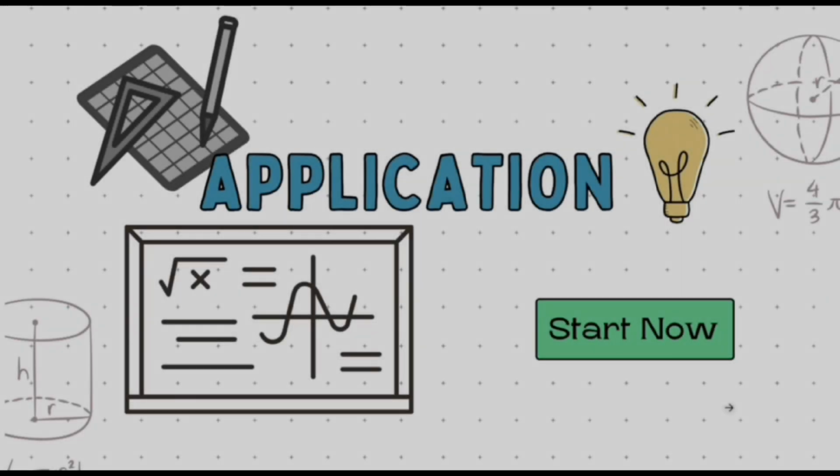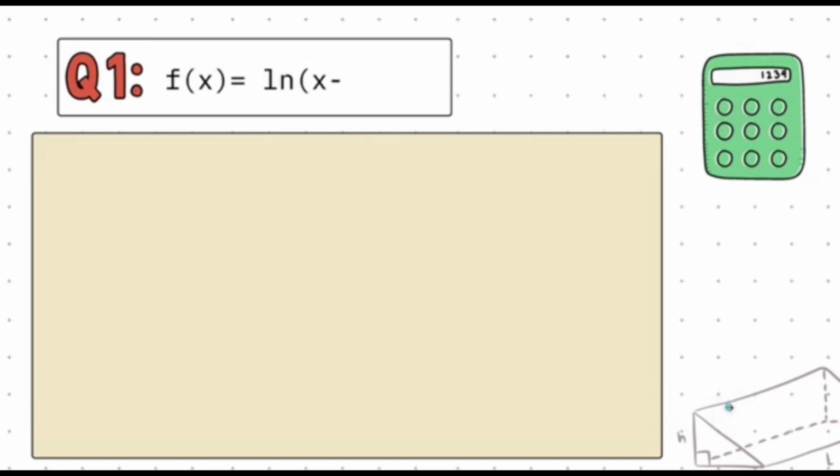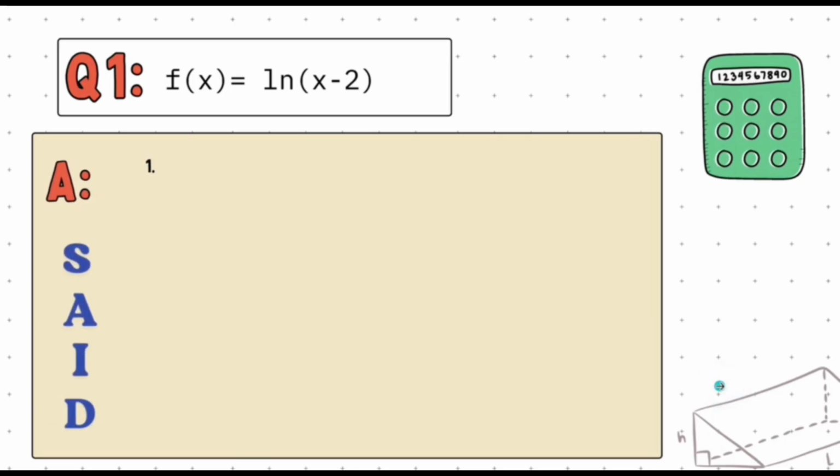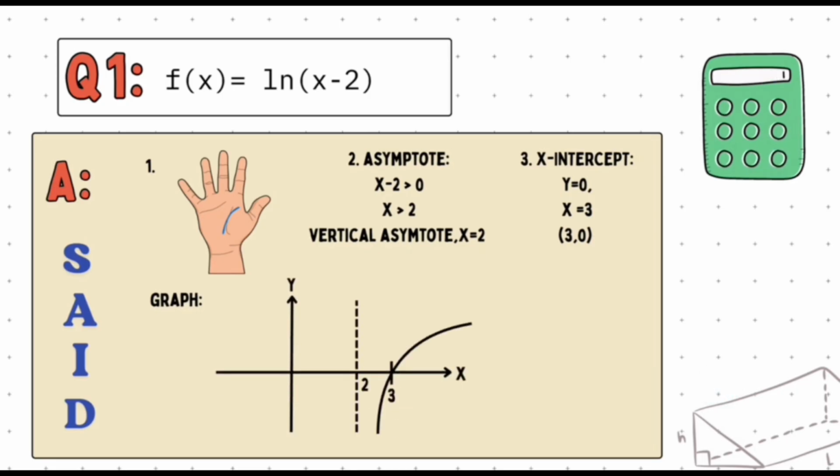Right, let us try to do some questions. The first question, we can see it is a logarithmic function. To solve this question, we can use the SAID method. First, we need to know the general shape of this function, which is like this. Second, we can find out the asymptote. The vertical asymptote is x equals 2. And we can find out the intercept. Lastly, we can start to plot and draw the graph.